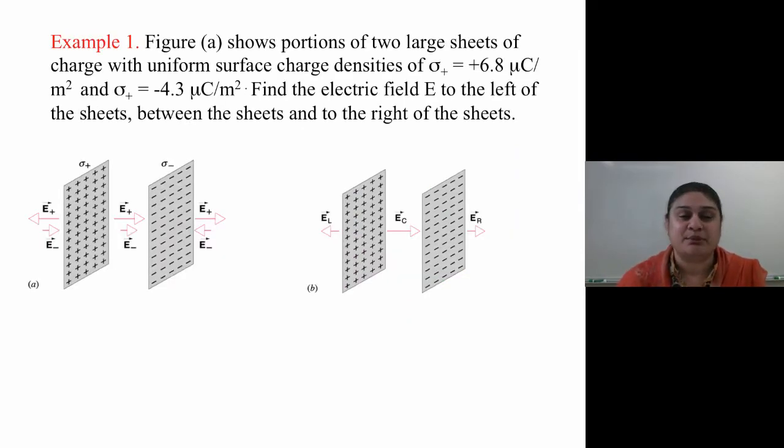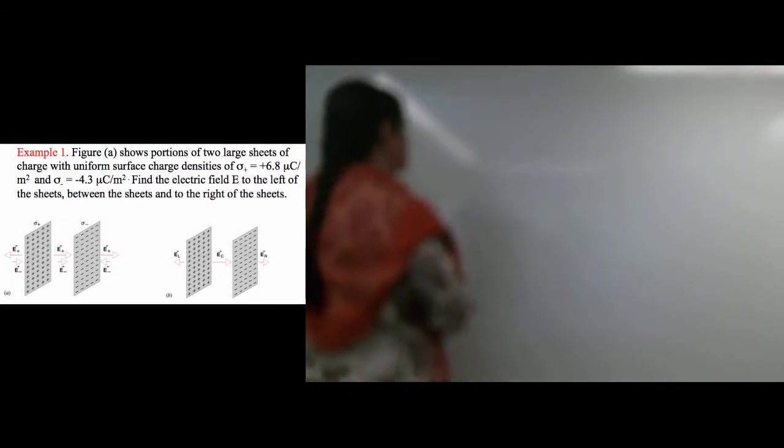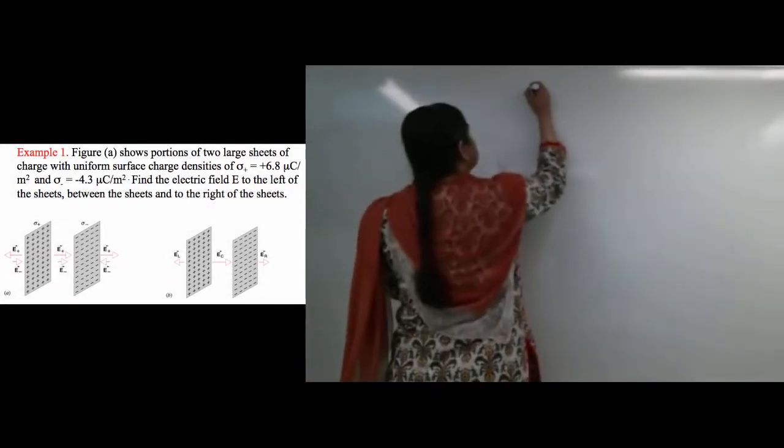Now let's do an example. Figure A shows portions of two large sheets of charge with uniform surface charge densities of sigma plus and sigma minus, which is equal to minus 4.3 microcoulombs per meter squared. Find the electric field to the left of the sheets, in between the sheets, and to the right of the sheets. Okay, so now let's do this problem. So there are two sheets.